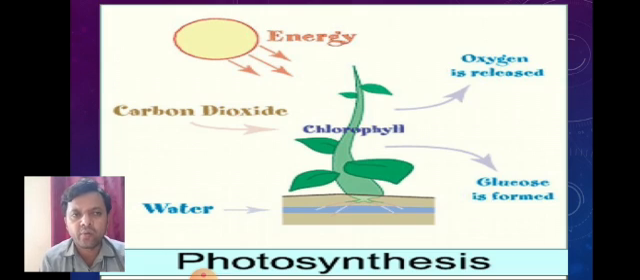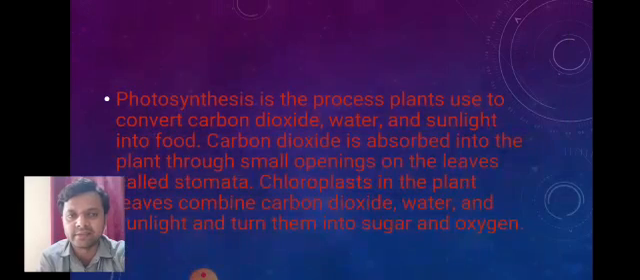You can see the arrow. Oxygen, which we breathe in the air, and glucose, which is nothing but sugar. So these are the two products of photosynthesis. Hope you all have understood this process of photosynthesis very clearly.